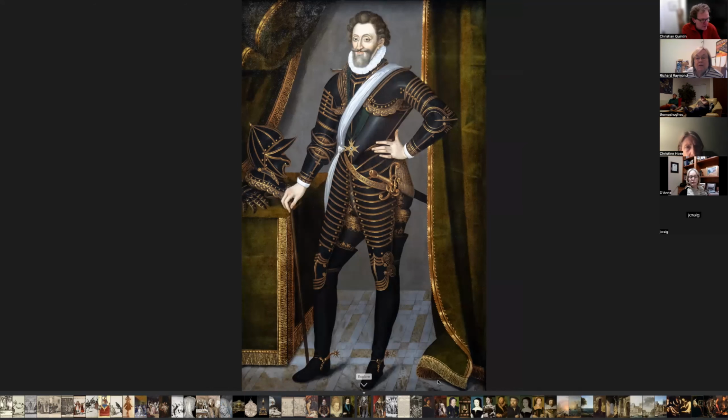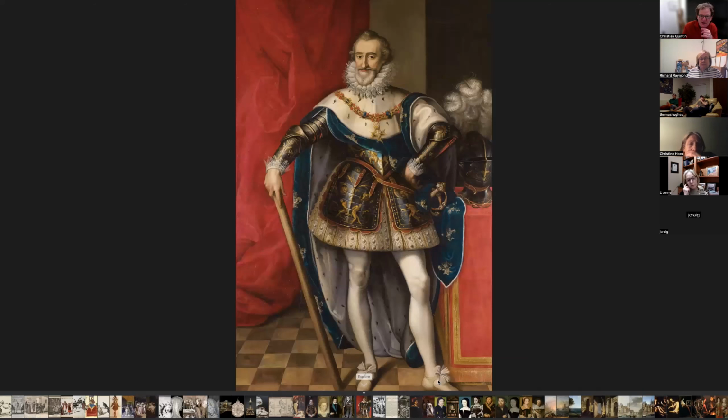It's made by a gentleman called Jacques Boulbène, and you can see the King of France around 1600. It's an oil on canvas. And here's another painting of him by Frans Pourbus the Younger.